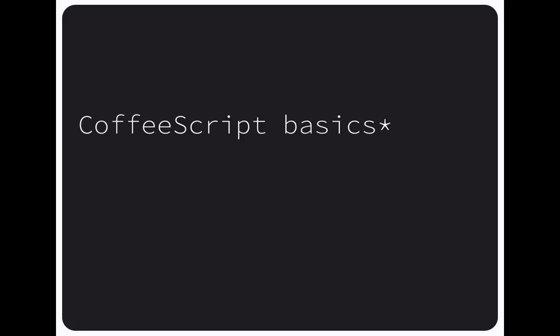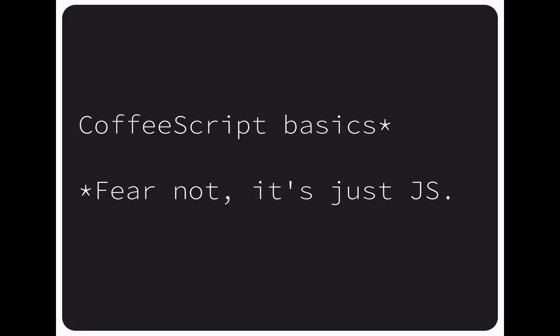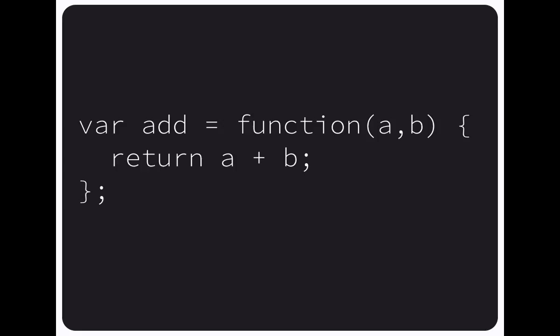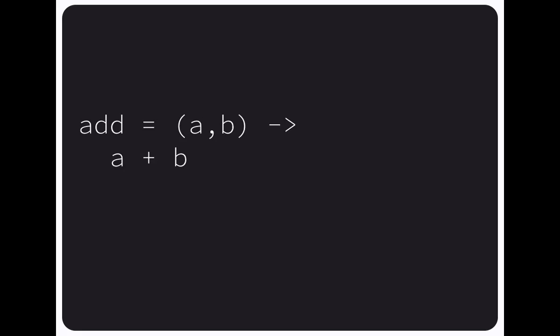So some CoffeeScript basics if you're a noob. First of all, fear not, it's just plain old JavaScript except for reducing a lot of the visual clutter. There's no var keyword, for functions you don't use the function keyword, no more curly braces, no semicolons, and returns are implicit. So an add function like that just looks like that, it's much smaller.